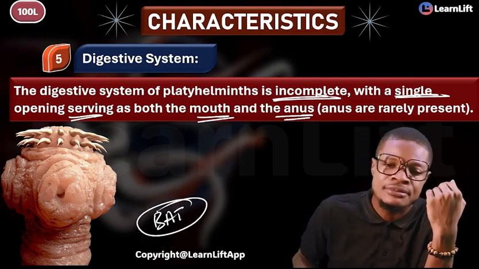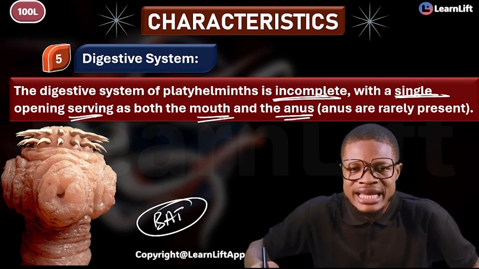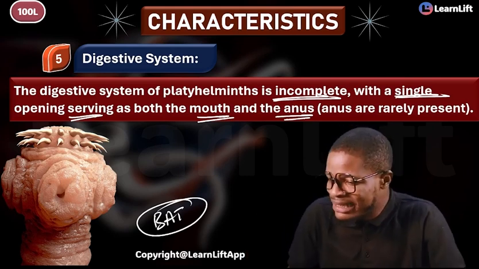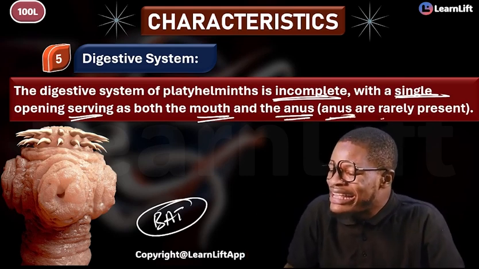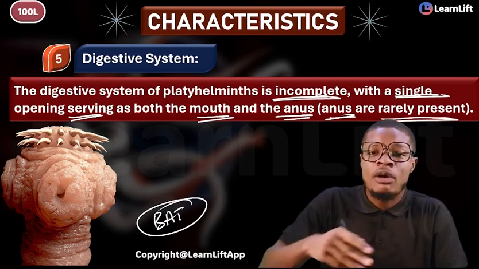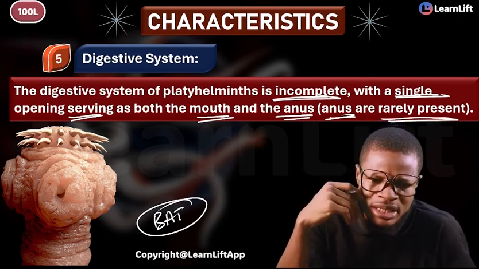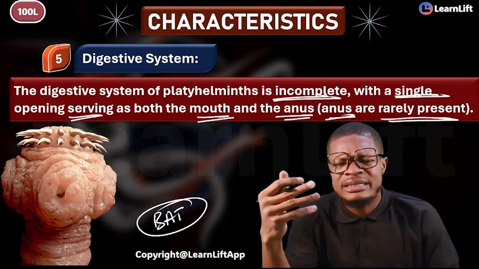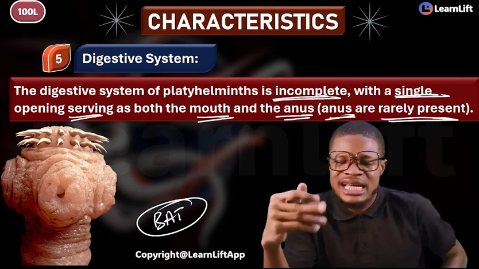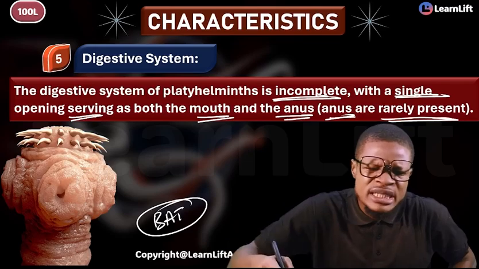Exam question. Don't forget this: when we come to planarians, their anus is rarely present. For some of them it is very rare for an anus to be present. So most of the time they lack what? An anus. Another lovely thing is this, very quickly.